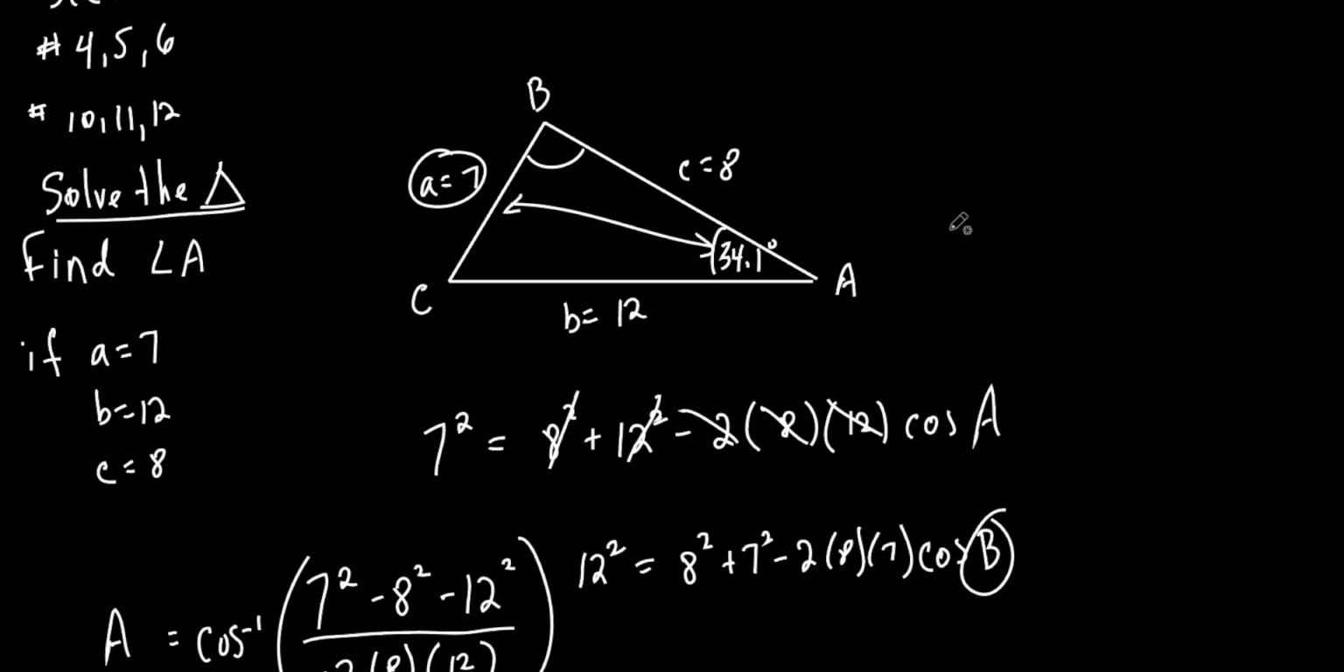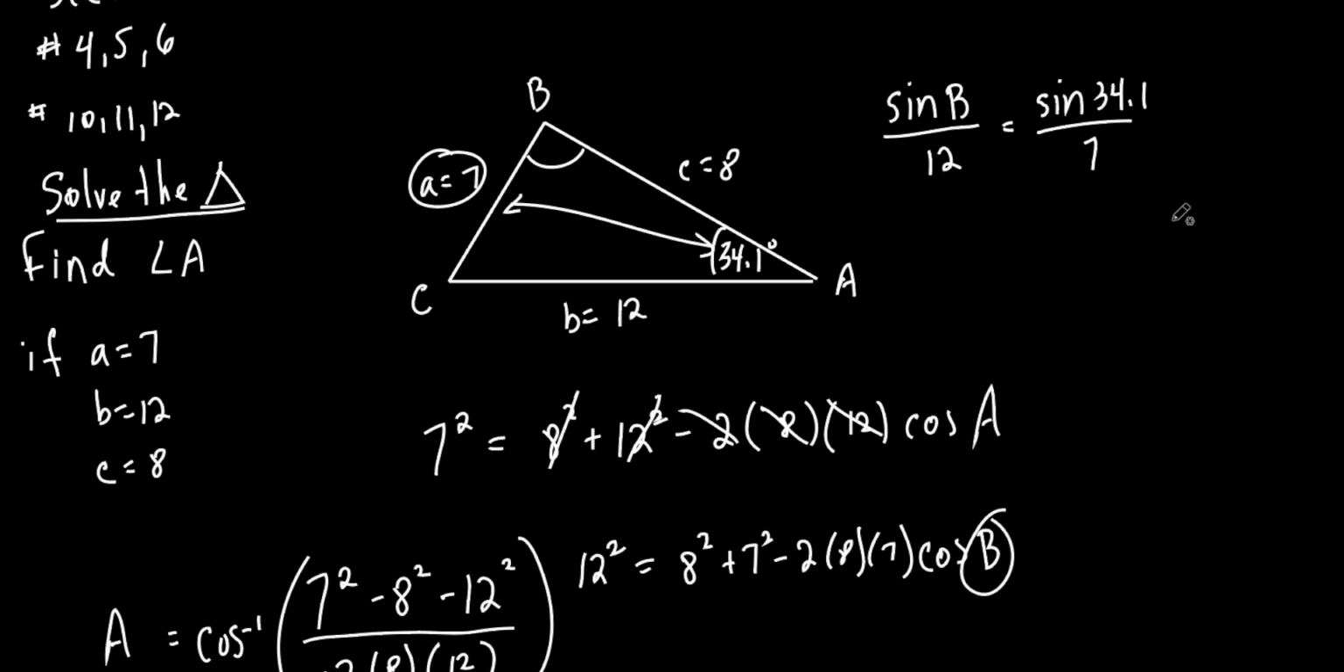Or you could do the law of sines. If we did law of sines, then I know these two right here. I'm trying to find this, so I would write it like this: sine of B over B, which is 12, equals, what are the two we know now? We know angle A and side A, don't we? So I'm going to put the sine of angle A, which I already know because I just found it earlier, over A, which is 7.